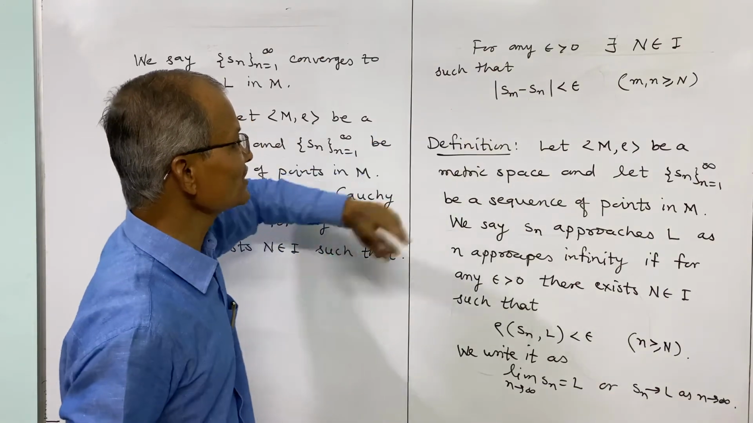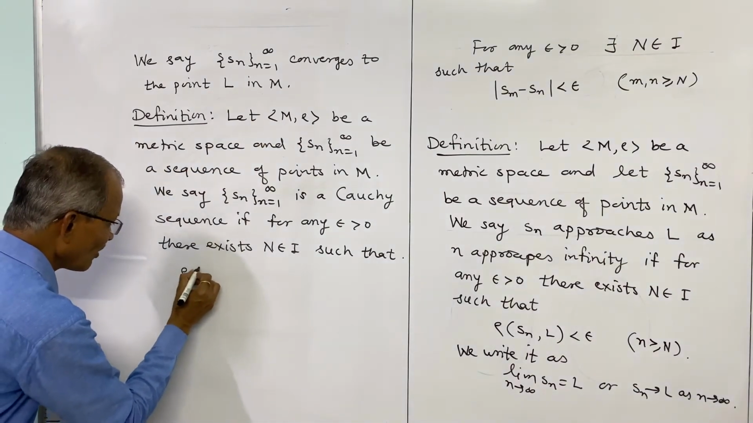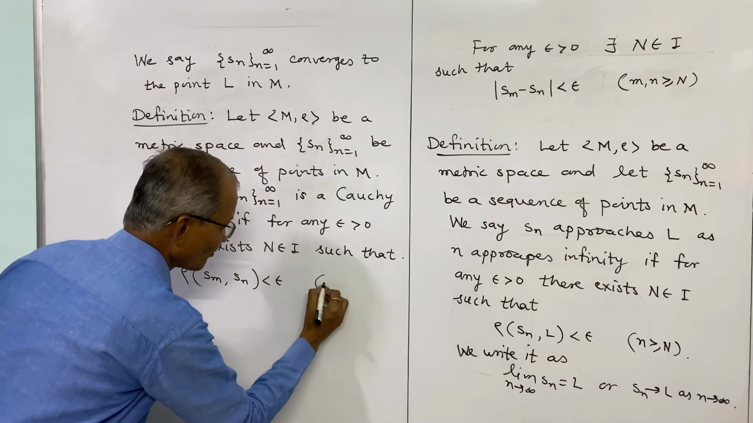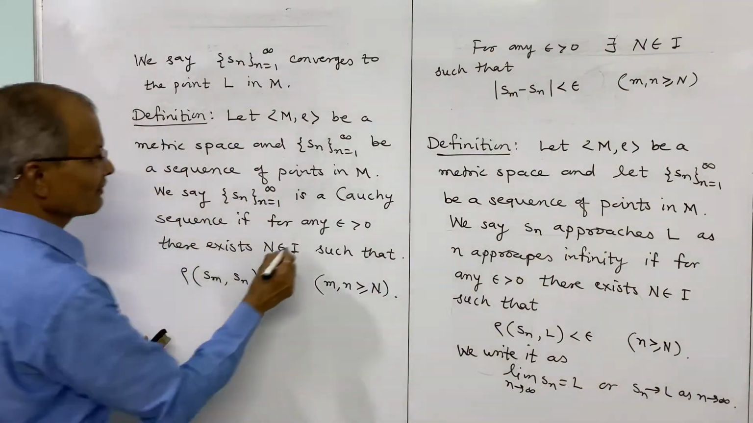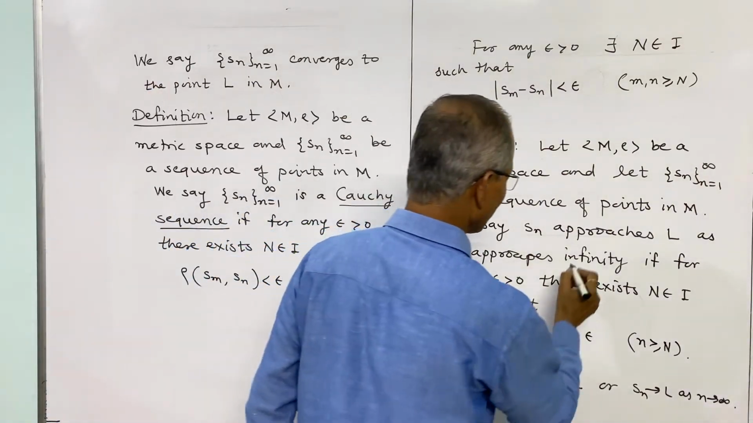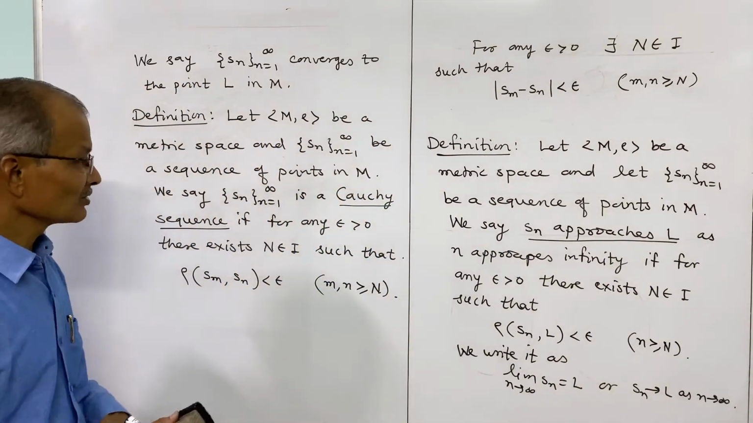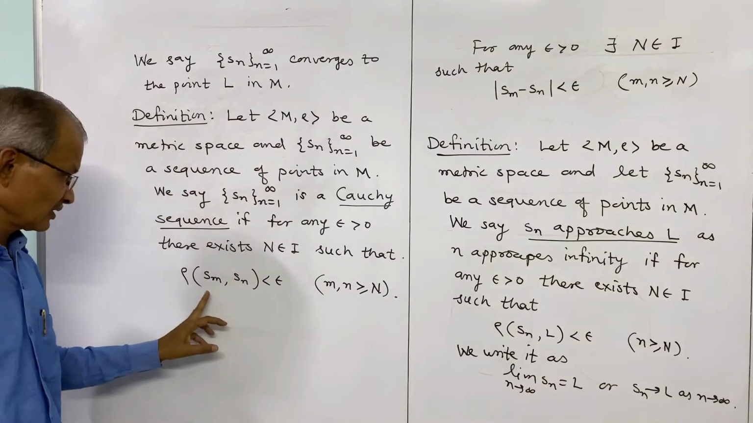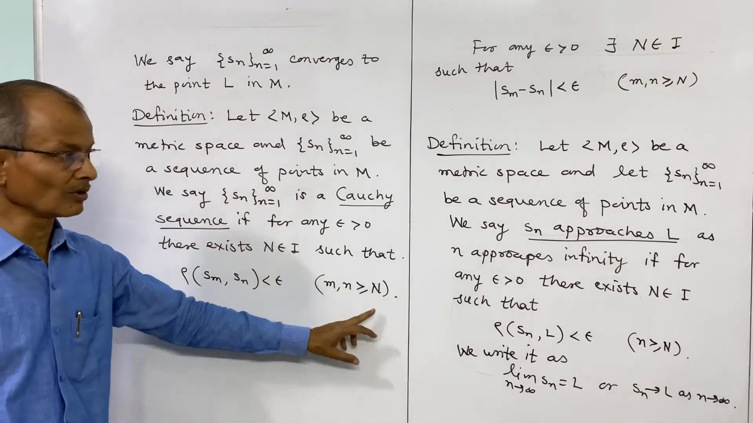Now here that distance we have to denote in terms of this metric. That is the only difference. Such that rho of Sm and Sn is less than epsilon for both m and n greater than or equal to N. So this is the definition of Cauchy sequence. Thus we have defined the limit of a sequence in a metric space, and we have defined a Cauchy sequence in a metric space: rho of Sm and Sn is less than epsilon whenever m and n are greater than or equal to N.